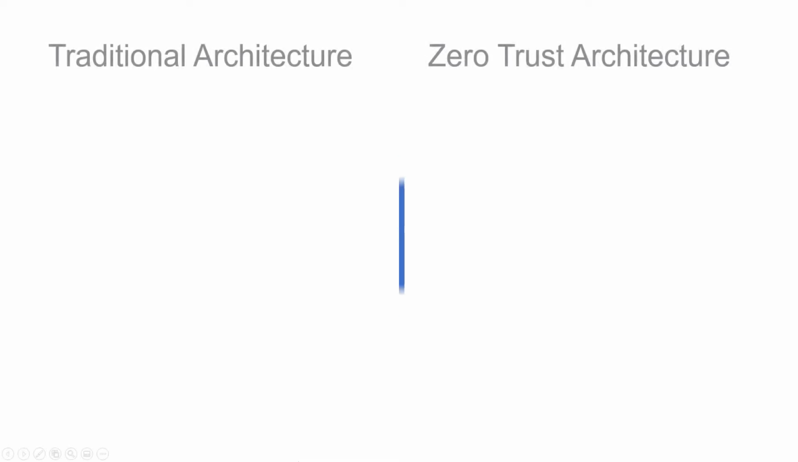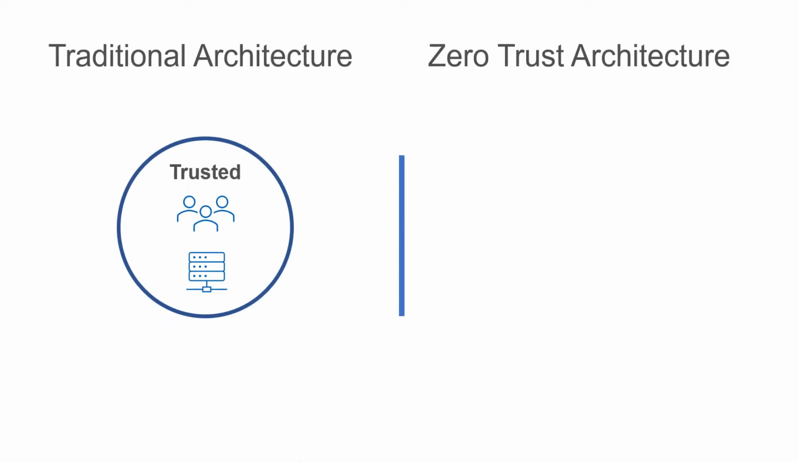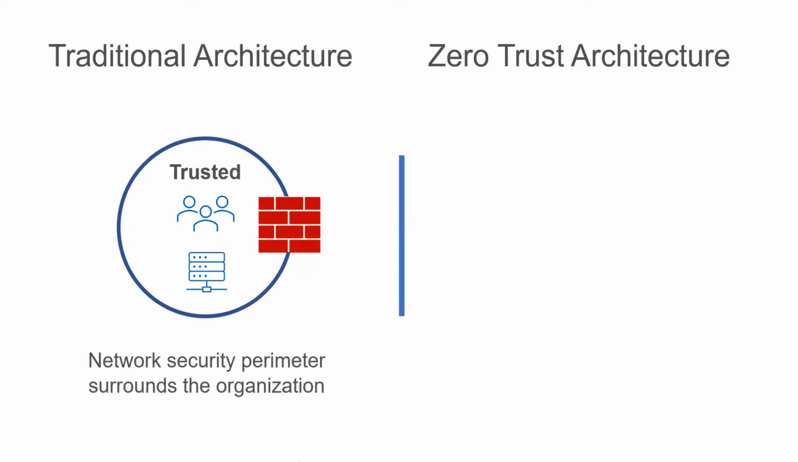So let's start with a look at traditional architecture versus zero trust architecture. So traditionally, the perimeter of the network is the firewall. The network security perimeter surrounds the organization. Everything in the trusted network inside the firewall is trusted. Everything outside the firewall, untrusted.